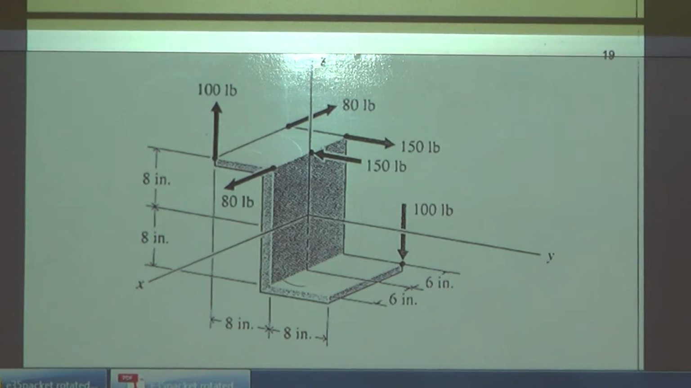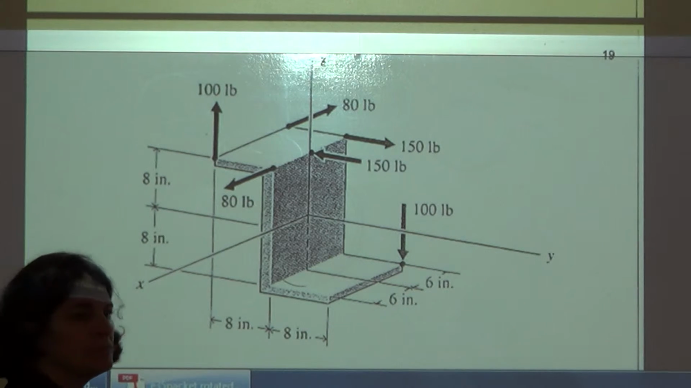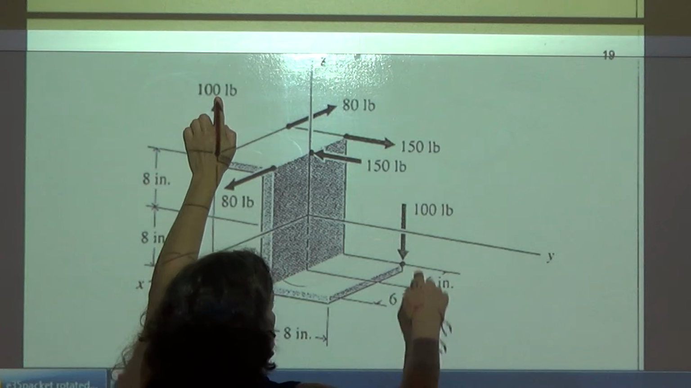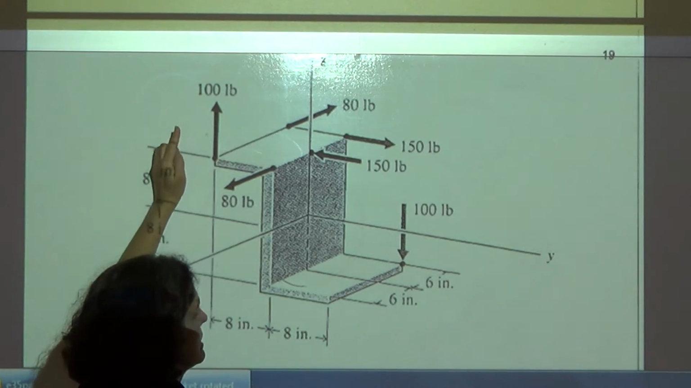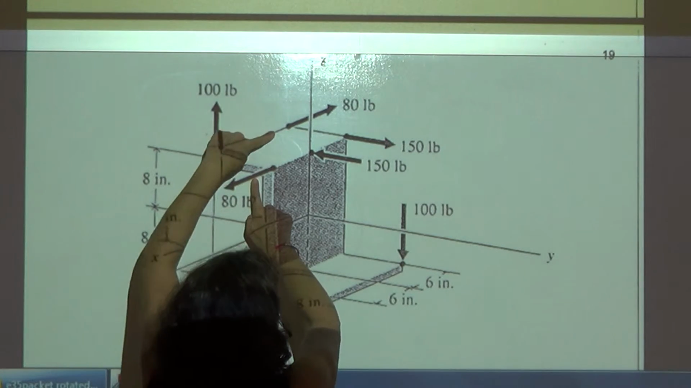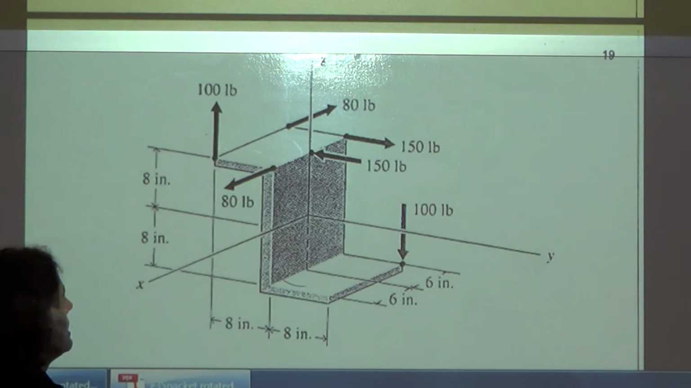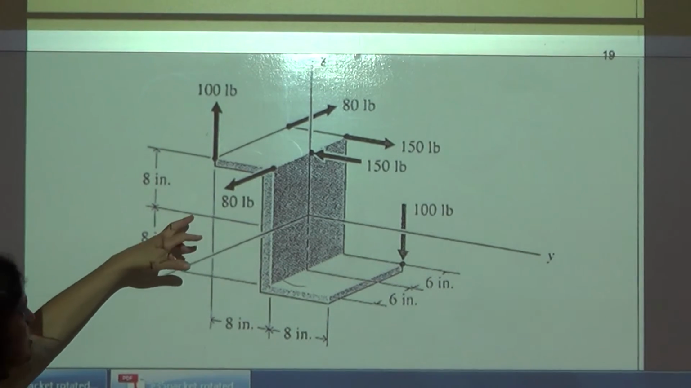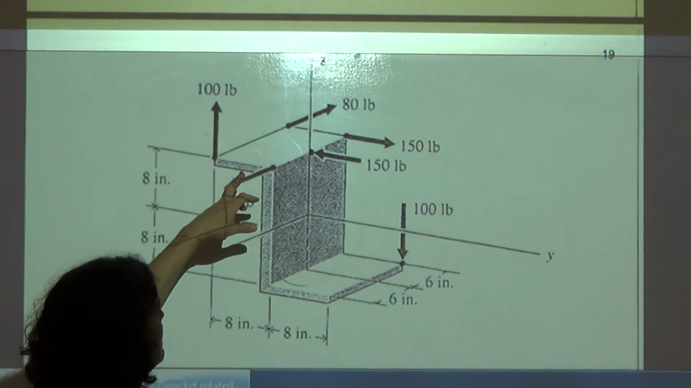So Peter, we're up to you. First thing, let's look for couples. Do you see any couples? 100 pounds, 80 pounds, 150. Yeah, there are three of them, right? So there's 100 pounds up in the positive Z and down in the negative Z. Same magnitude, opposite directions. There's an 80 going in which direction? The x-axis. So one is positive, one is negative, same magnitude.